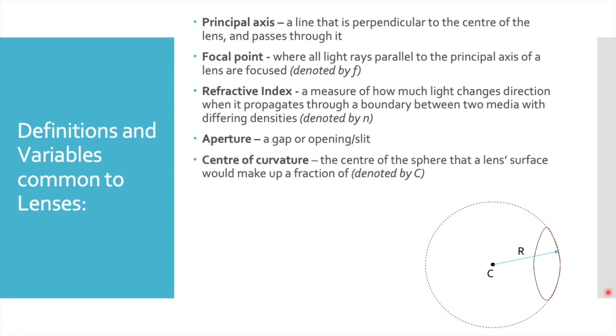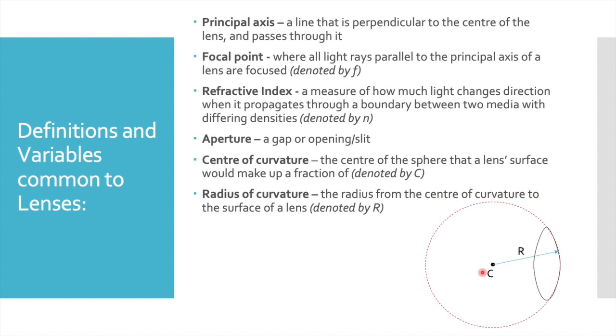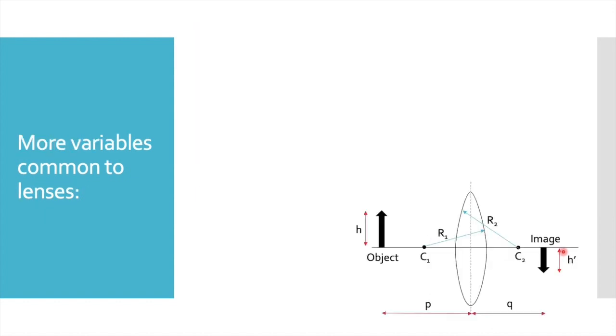The center of curvature is the center of the sphere that a lens's surface would make up a fraction of. That's right here on our diagram. And lastly, the radius of curvature is the radius from the center of curvature to the surface of the lens, so right over here. And pause on this if you need some more time.